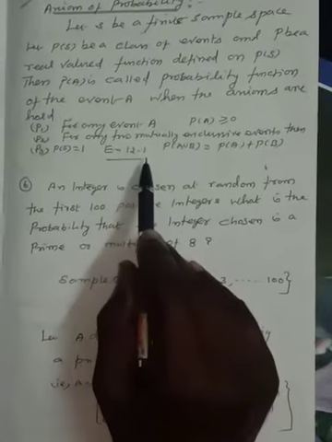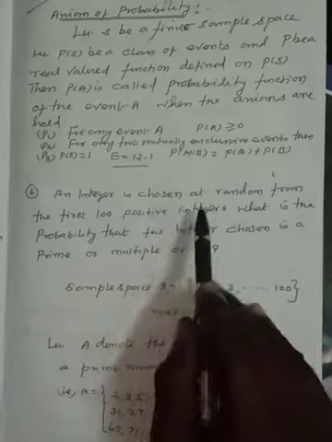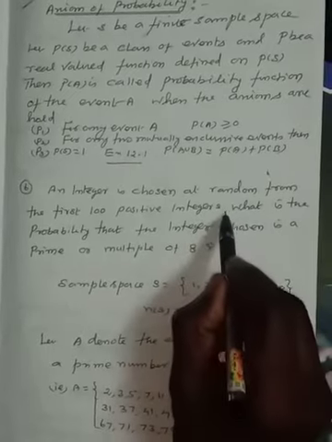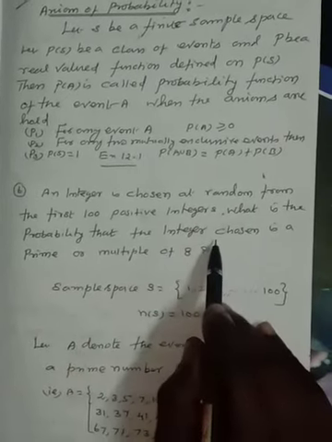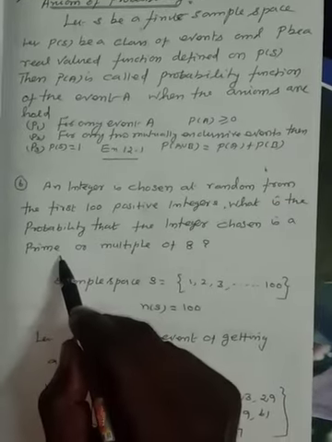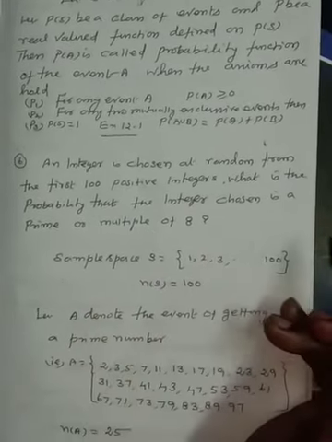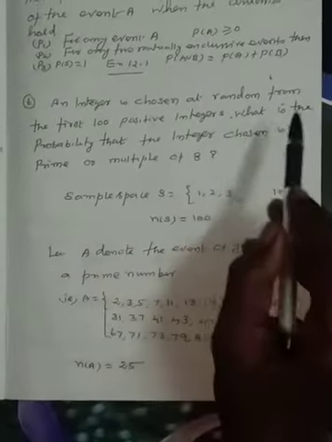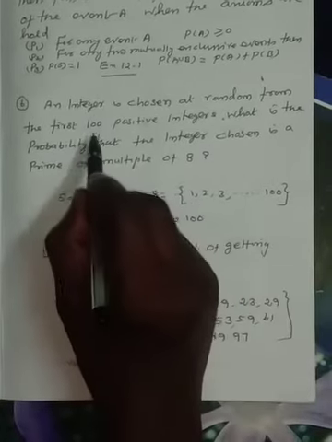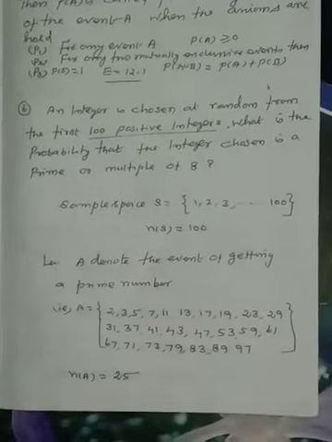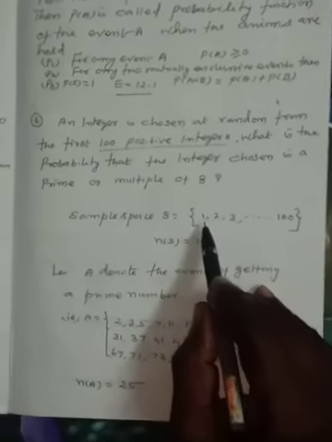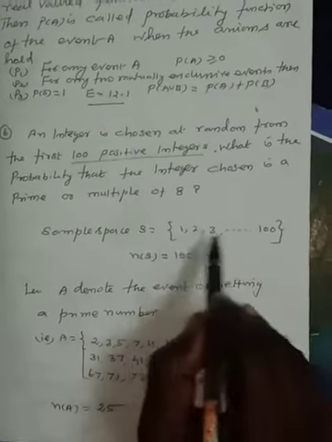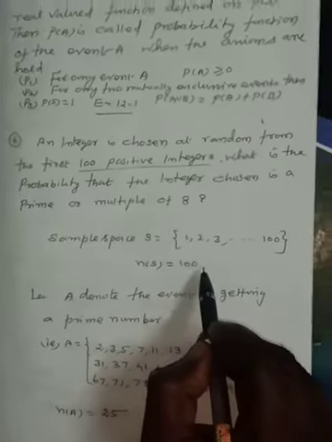Now, exercise 12.1, sum number 6. An integer is chosen at random from the first 100 positive integers. What is the probability that the integer chosen is a prime or a multiple of 8? One is prime, another one is a multiple of 8. First, let us take 100 positive integers. Therefore, the sample space is the set of 1, 2, 3 and so on to 100. Total number of elements in the sample space S is 100. Therefore, N of S is 100.